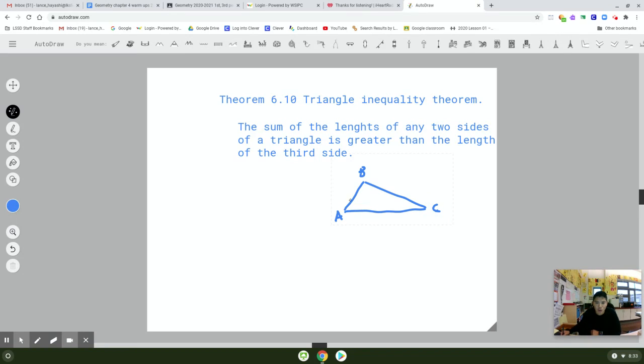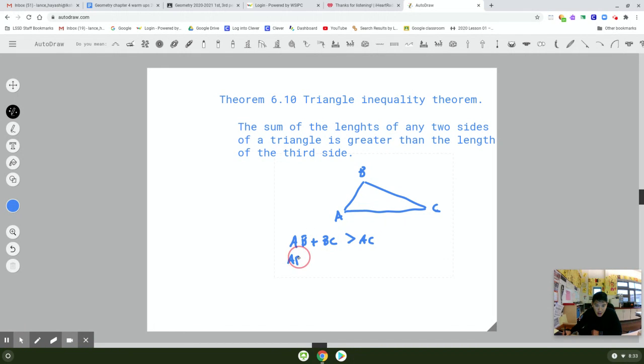So it doesn't matter what two sides you take. I could take AB, that length, plus BC. That's the sum of the lengths of two sides of the triangle. That has to be greater than the length of the third side. So the length of AB plus the length of BC has to be greater than the length of AC. That's one inequality that I could write for the triangle inequality theorem.